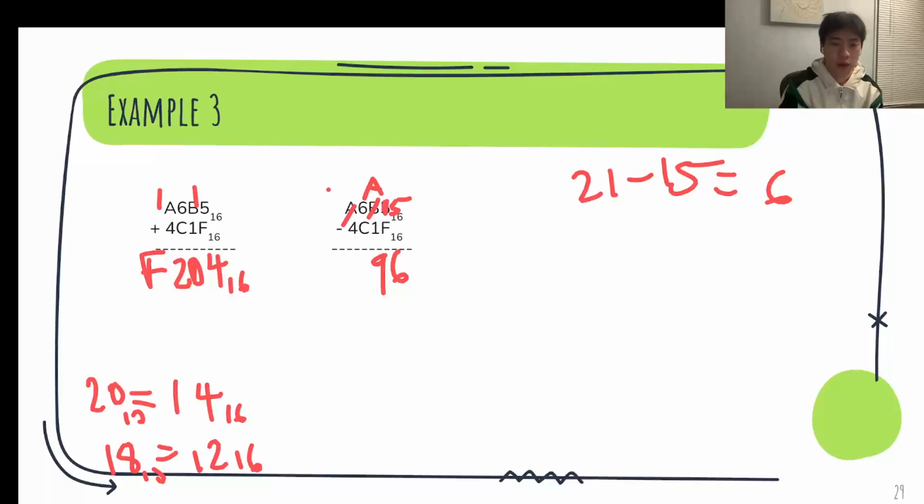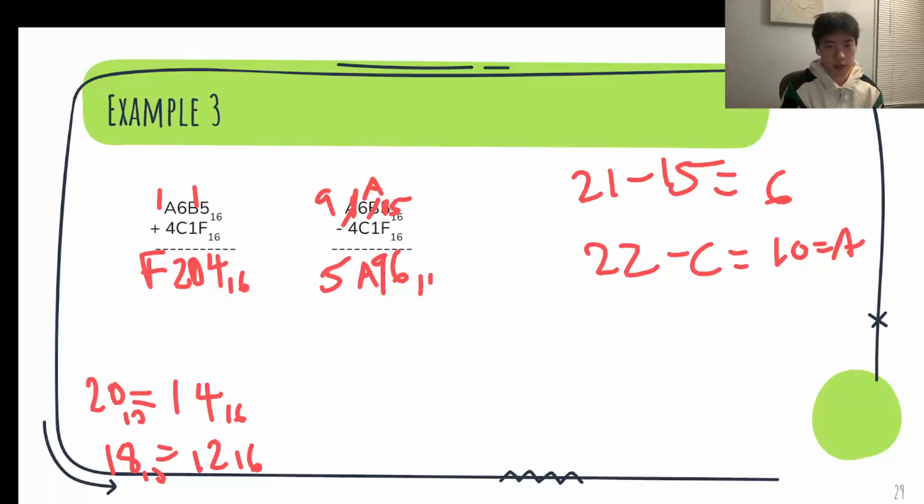Again, we have to borrow. So 1, 6 is equal to 16 plus 6, which is equal to 22. 22 minus C equals, and C is 12. 22 minus C is 10, which is equal to A. Okay, and then 9 minus 4 is 5. So this is our answer.